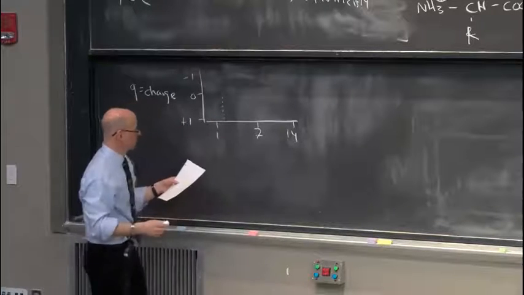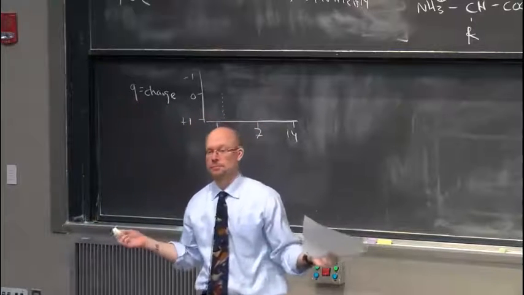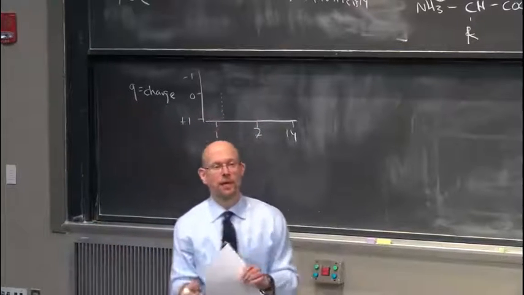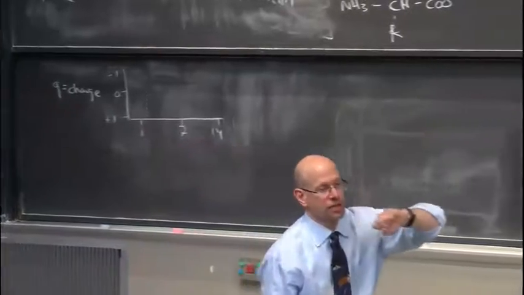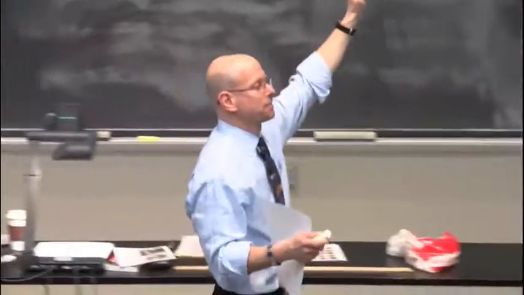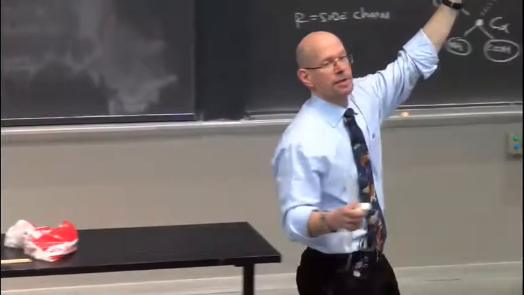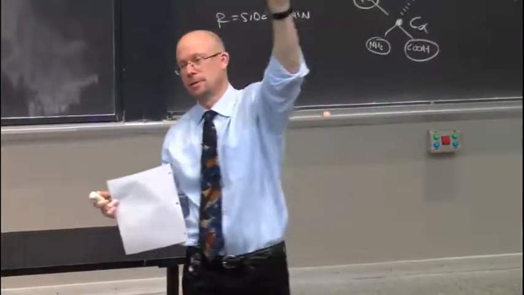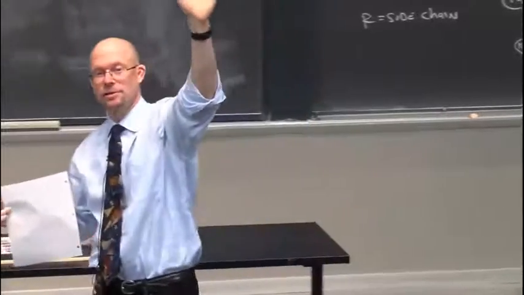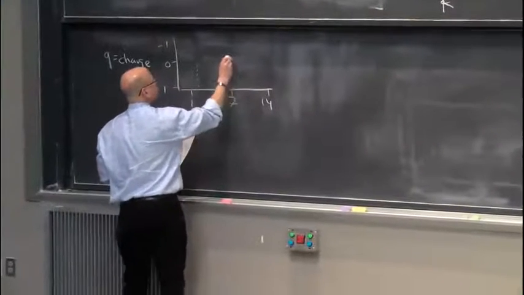What's the charge at pH 7 for an amino acid like glycine? How many people think it's positively charged? How many people think it's negatively charged? How many people think it has no charge? Yeah, it's a Zwitterion, right? It has one plus charge and one minus charge, and so the net charge at pH 7 is 0.